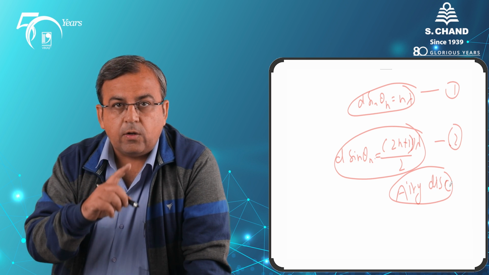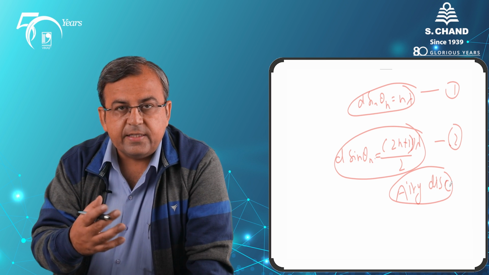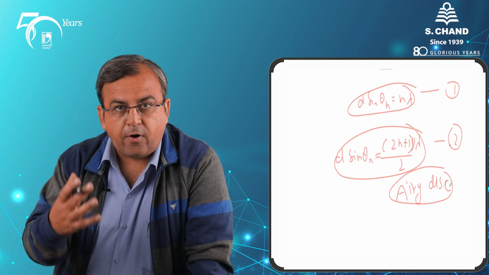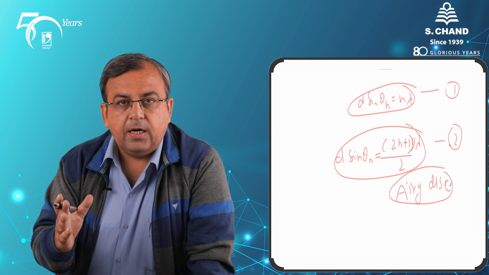Now, when we are talking of the Airy disc and how it is related to the Fraunhofer diffraction from a circular aperture, we'll be discussing that after the break. I just want to put up a question which I'll ask after the break: why will this Airy disc play an important role in observing the maxima and minima on the screen with the help of the circular aperture? So we'll meet after the break.